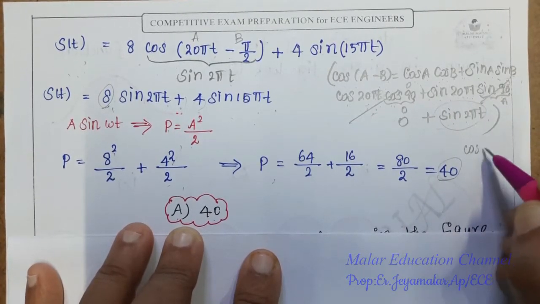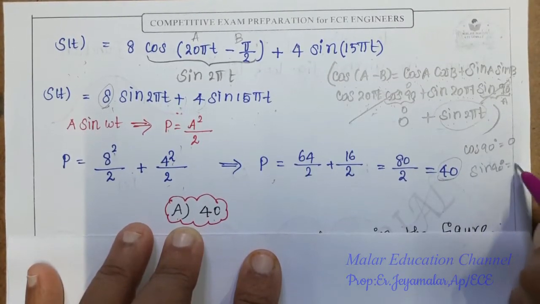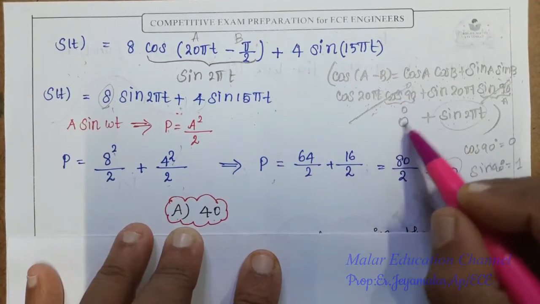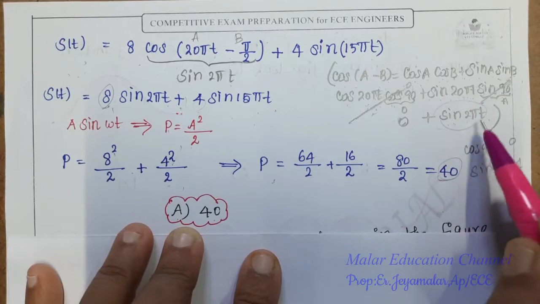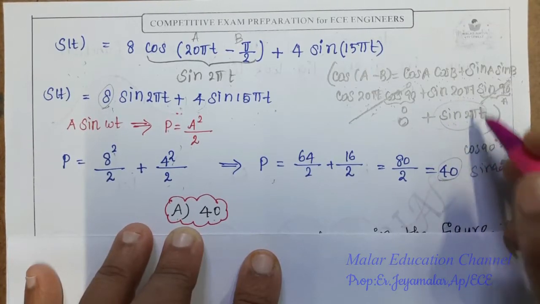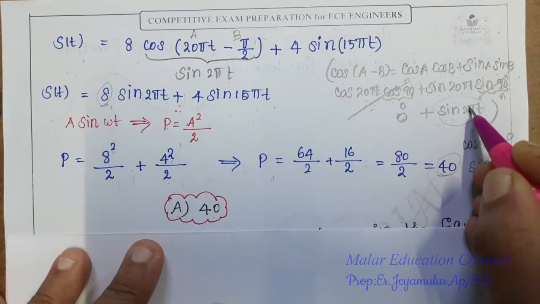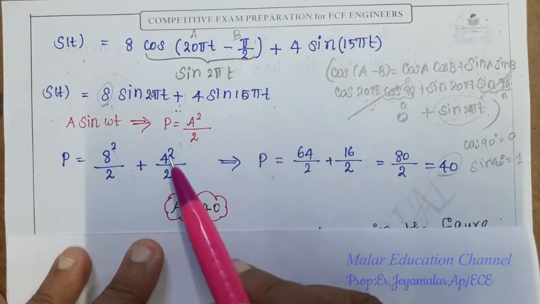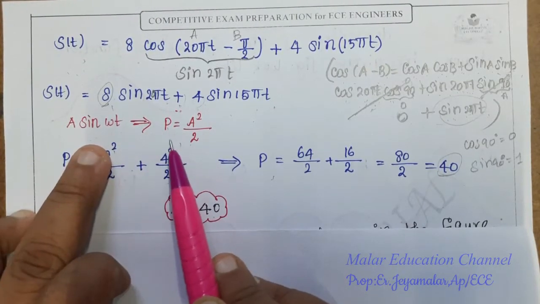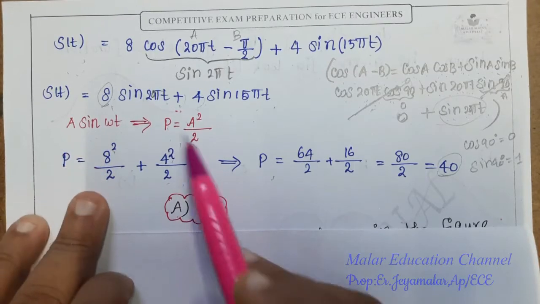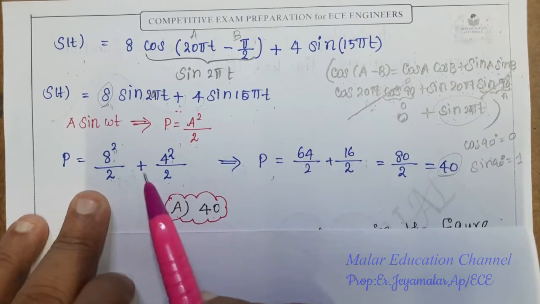Cos 90 equals 0, and sin 90 value is 1. The whole cos term gets cancelled, that is 0, and the sin term is multiplied by 1, so sin 20 pi t. Here use the formula A sin omega t, the power of the given signal is A square by 2. Here the A value is 8, so A square by 2, that is 8 square divided by 2, equals 32, plus, and similarly the second term.